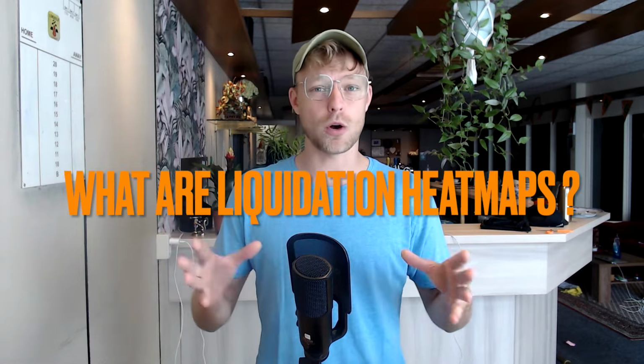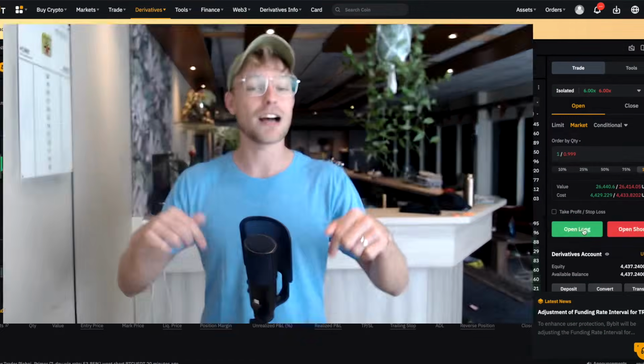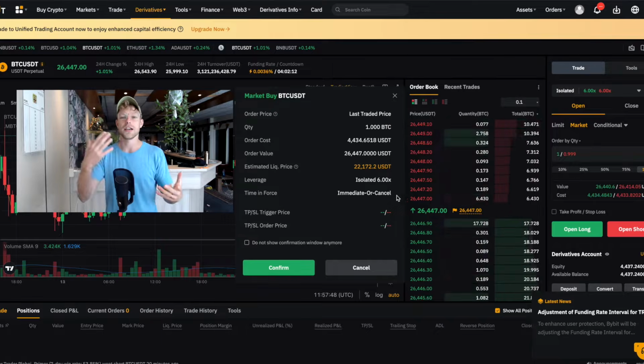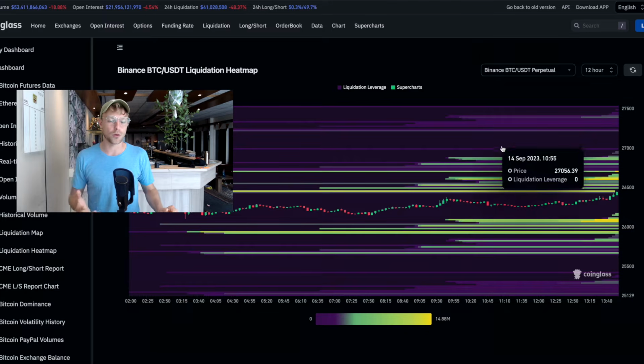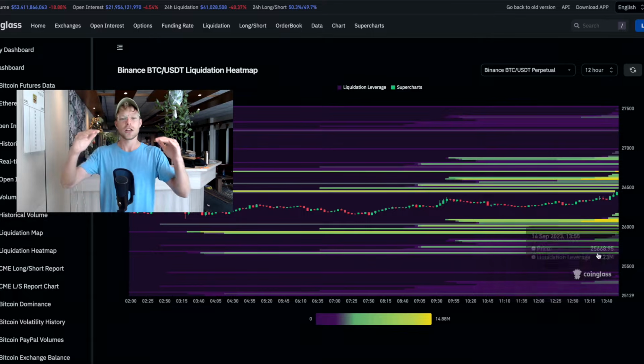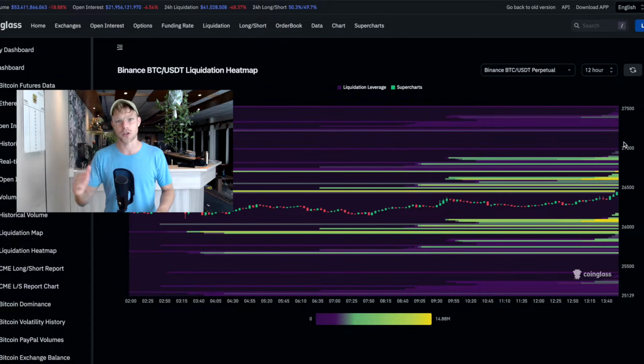First, let's break it down. What are liquidation heat maps? Well, it's a graphical representation of liquidation levels from positions of traders that are right now open. So let's say you open a position on Bitcoin, longing at 25,000 US dollars, and your liquidation level is 21,000 US dollars, then you will be in that liquidation heat map. And if a lot of people have the same liquidation level, then this will be a brighter and brighter color. The brighter the color, the more liquidations are on that specific level.